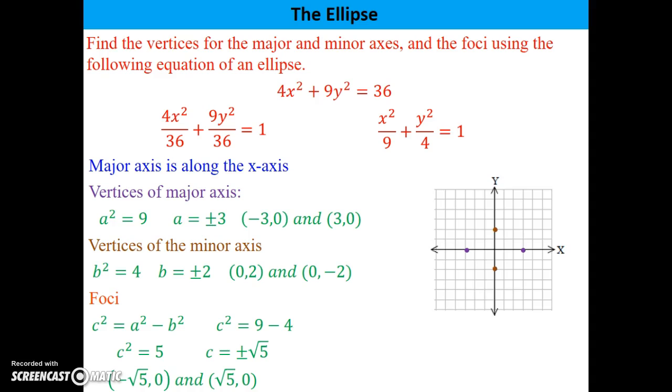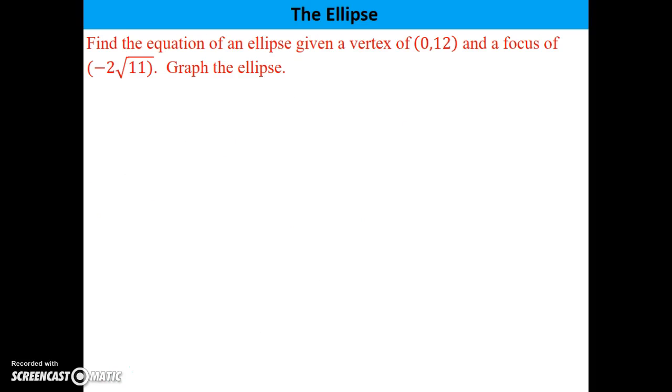If we wanted to graph it, it would be fairly easy to do. There's all the information that we have gained: the major axis, the minor axis, the center, the foci, all those kinds of things.